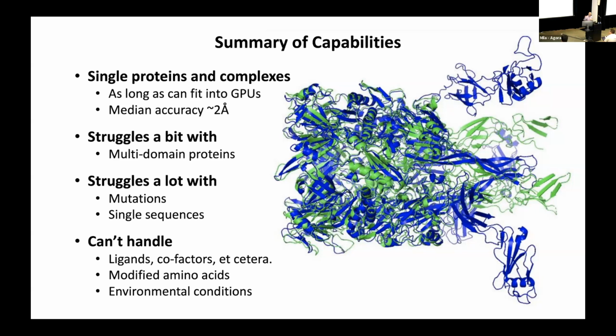Now, going beyond that, things it can't handle at all are ligands, cofactors, and modified amino acids. So when you move into the chemistry domain, and it's no longer about proteins and amino acids but different kinds of chemical moieties that are not represented in the AlphaFold2 system, it's not a fault of the system. It's just simply not capable of representing them as it's currently architected.